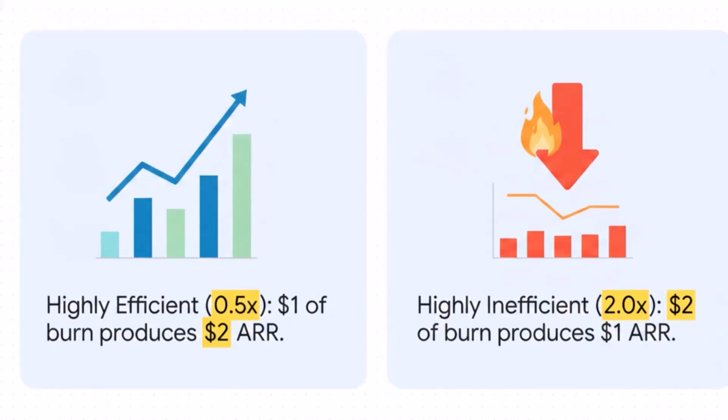On the left, think about a highly efficient company with a 0.5x multiple. That just means $1 of burn produces $2 of new recurring revenue. On the contrary, a highly inefficient company with a 2.0x multiple is literally spending $2 just to produce a single dollar of revenue. So ultimately, a lower multiple is better. It just means you aren't buying growth at an unsustainable price that rapidly depletes your capital.